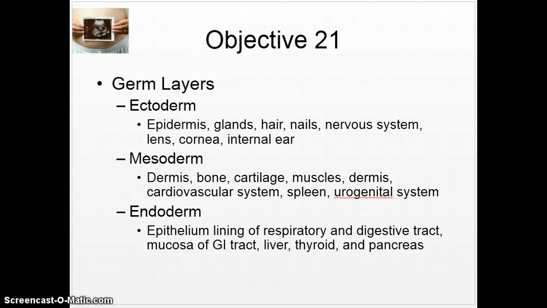The endoderm, which is the inner layer, the lower layer of the developing embryo, forms the linings of the respiratory and digestive tract, the mucosa of the GI tract, the liver, the thyroid, and the pancreas.